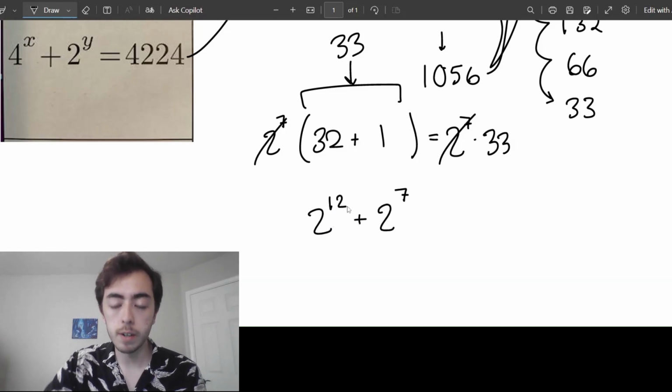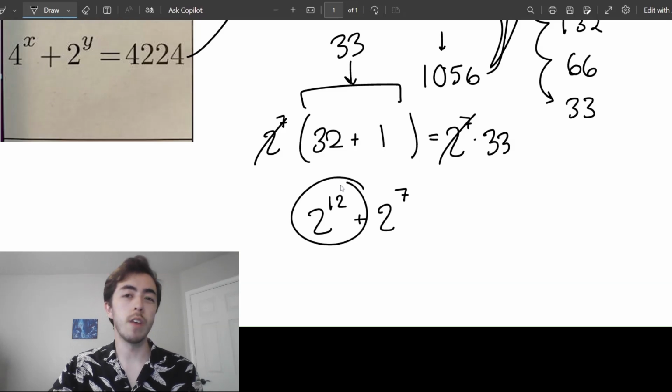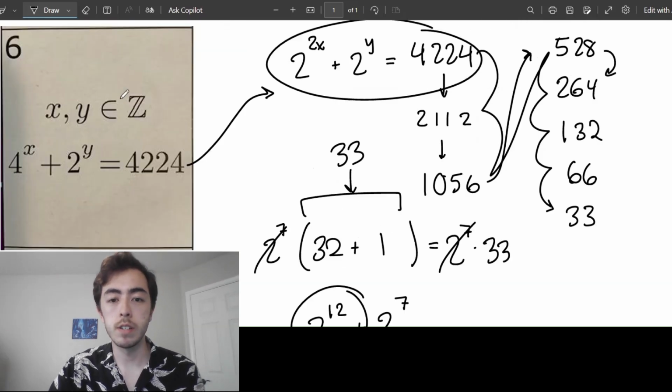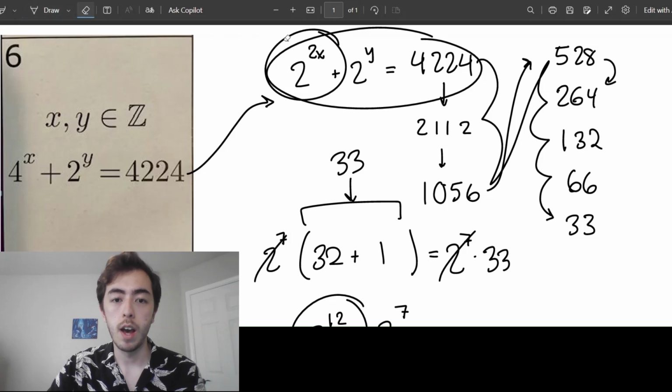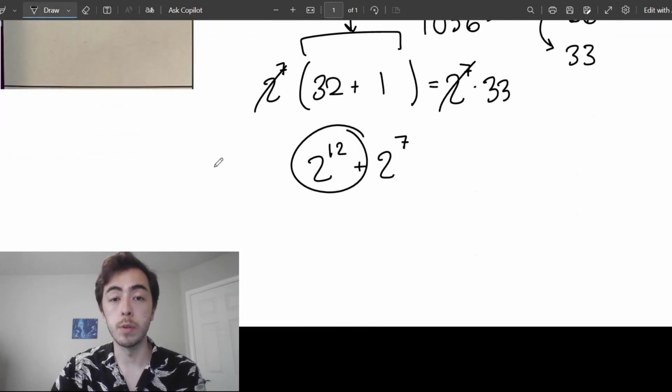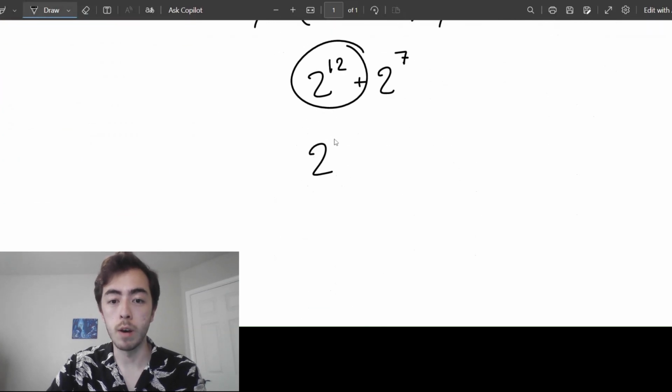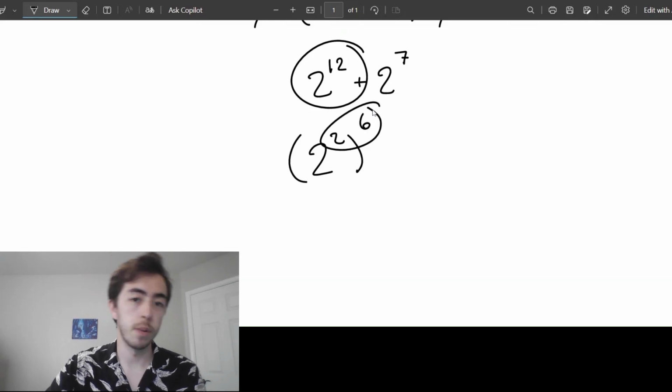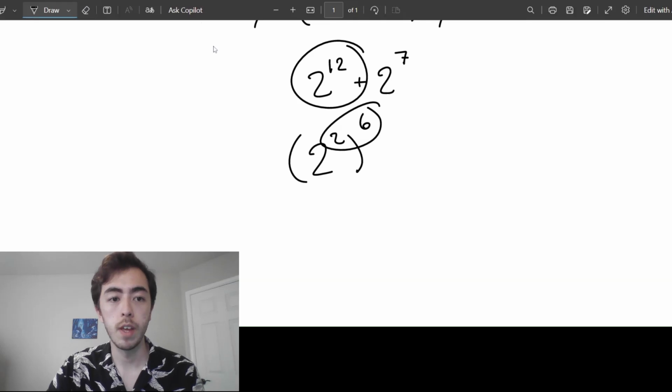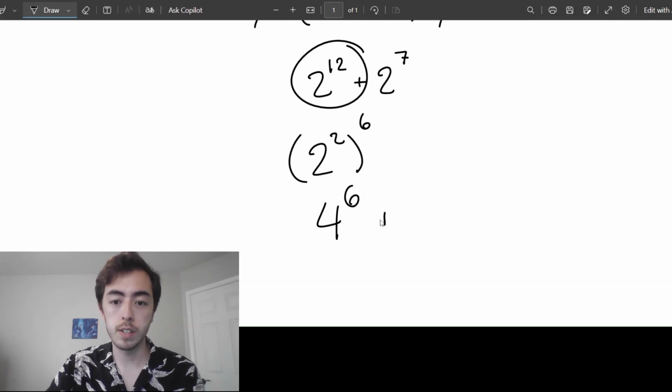Then I can undo what I did earlier to find this expression. I could split my exponent with multiplication. So this will be 2 to the power of 2 to the power of 6, right? Because I could multiply 2 and 6 to get 12. And then this way I can reconstruct that 4 and see that it's 4 to the power of 6 plus 2 to the power of 7.